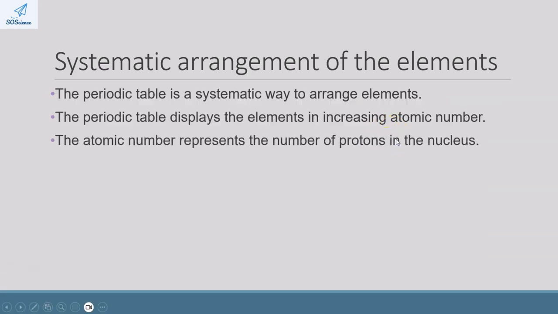And this atomic number represents the number of protons in the nucleus of an atom. Remember that the number of protons is what describes the type of atom that it is. That is the definition of the identity of the atom, not the number of neutrons and not the number of electrons.